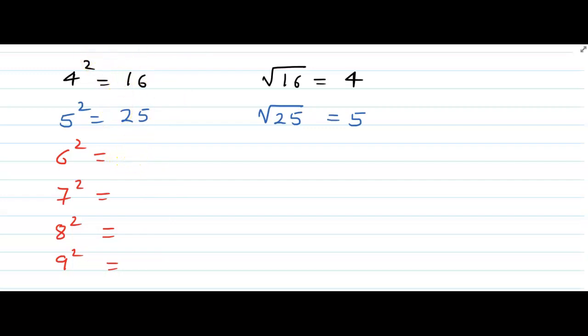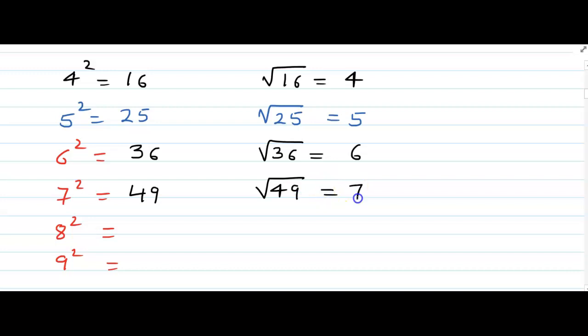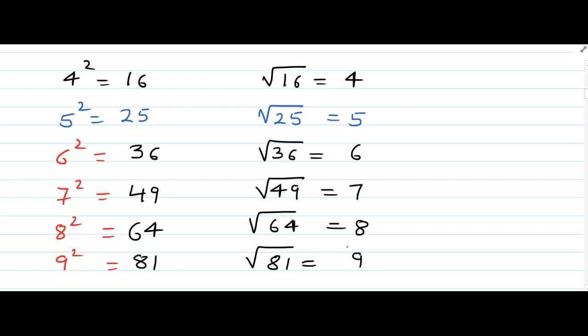So 6 squared is 6 times 6, that is 36. And once we find the square root of 36, you'll get 6. 7 squared is 7 times 7 is 49, and the square root of 49 is 7. Similarly, 8 squared means 8 times 8 is 64, and the square root of 64 will be 8. Similarly, 9 squared is 9 times 9 is 81, and the square root of 81 will be 9. So these square roots you need to learn.